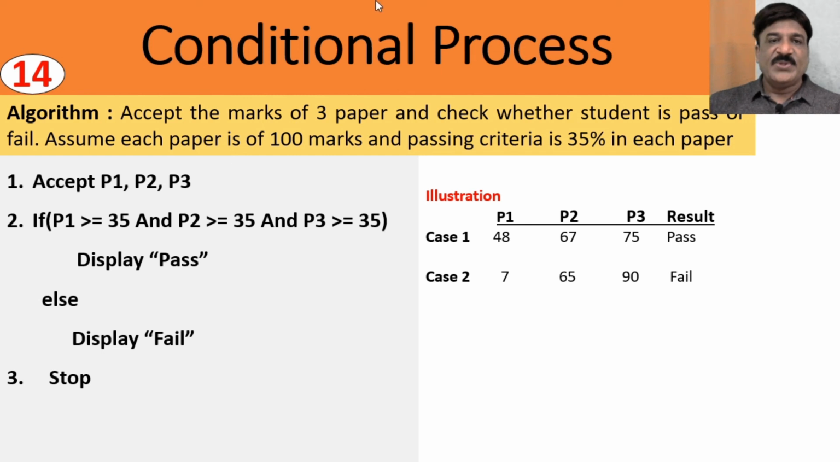Now take the second example. 7 is greater than 35. No, this condition itself fails. So there is no necessity to check whether this condition is true or false. Okay. So control will be transferred to else part and here it's a fail.